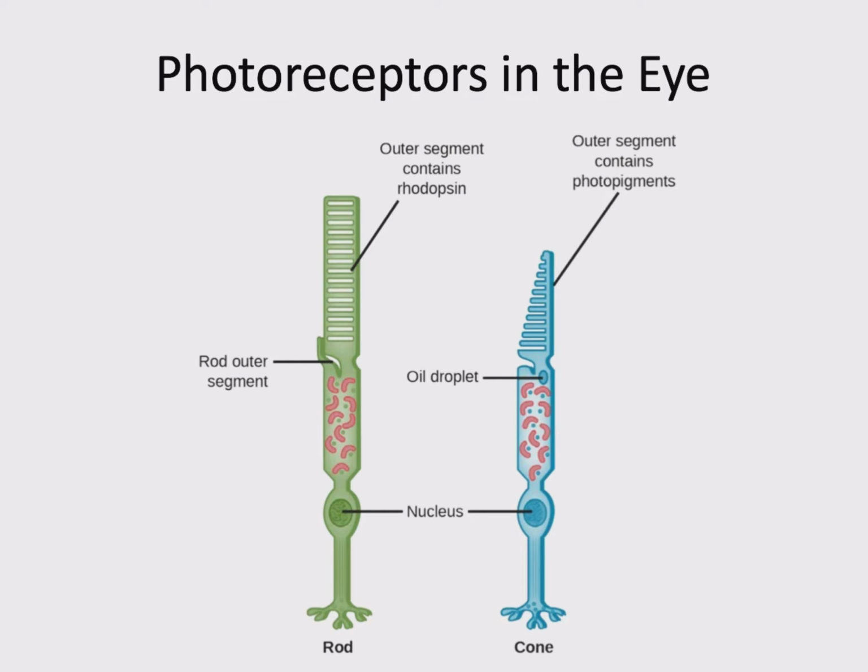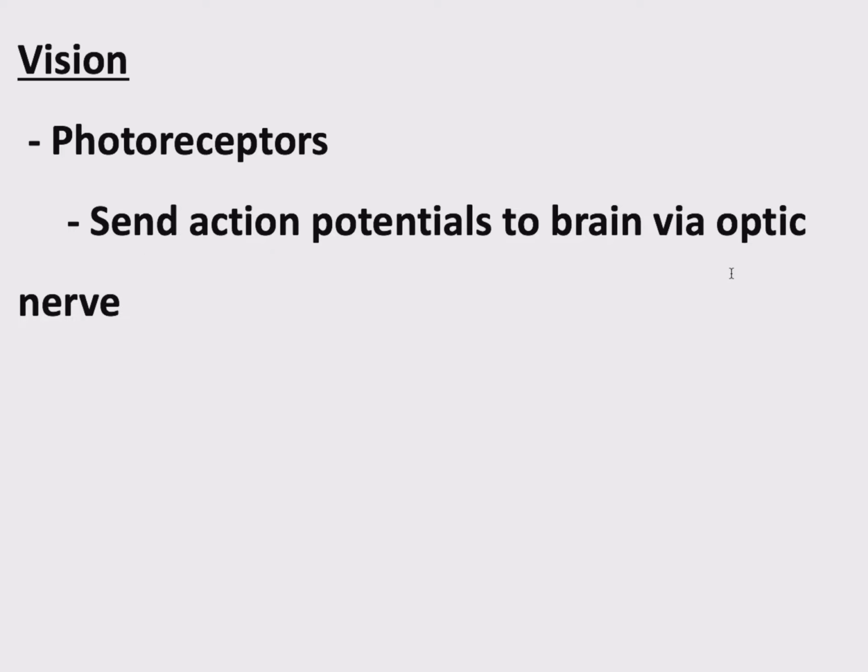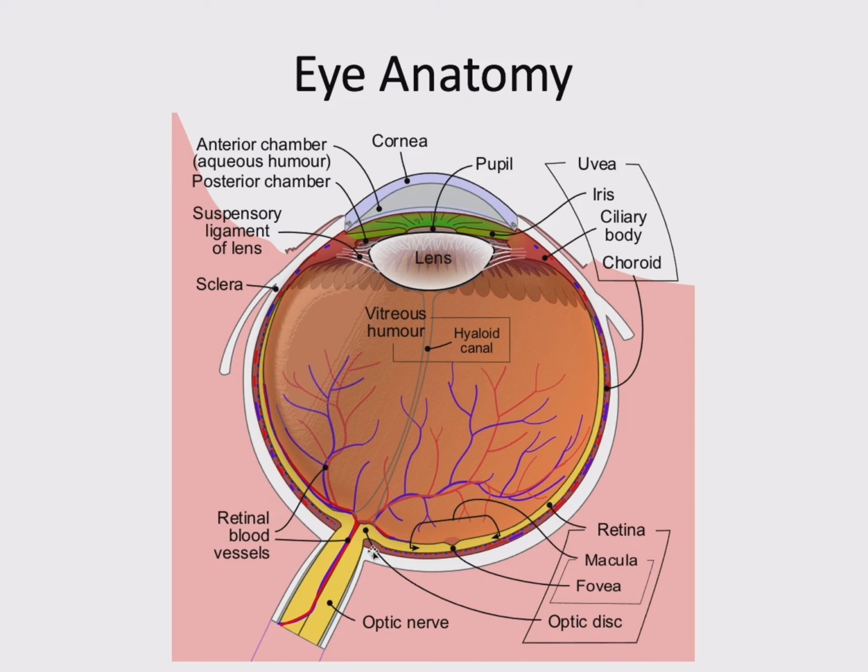And so whether it's a rod cell or a cone cell, once it receives this stimulus, it's going to send an action potential to the brain via the optic nerve. And back to this eye anatomy here, you can see the optic nerve there, going to the brain, the central nervous system, to interpret this information and make sense of what it is that you're actually seeing. So, okay, and that is the end of the sensory systems chapter.